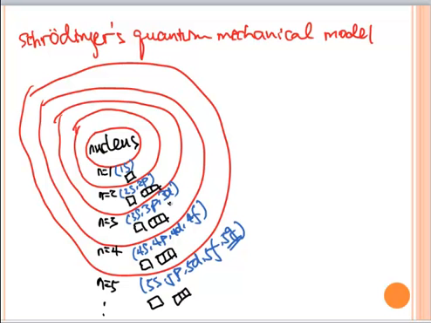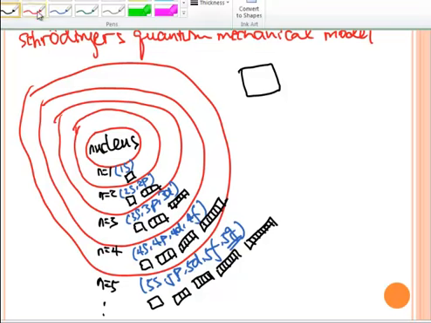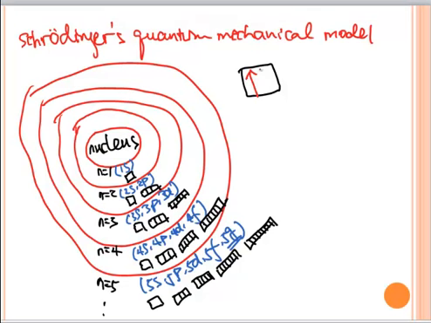3d should have 5 boxes, 1, 2, 3, 4, 5. 5d also has 5 boxes. 4f should have 7 boxes, 1, 2, 3, 4, 5, 6, 7. And 5g should have 9 boxes. And as indicated by the Pauli exclusion principle, each box maximally holds 2 electrons, and they have to spin in the opposite direction.